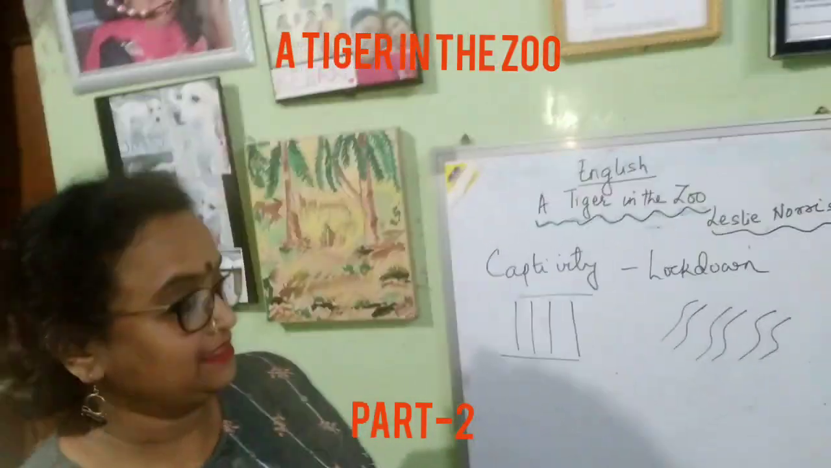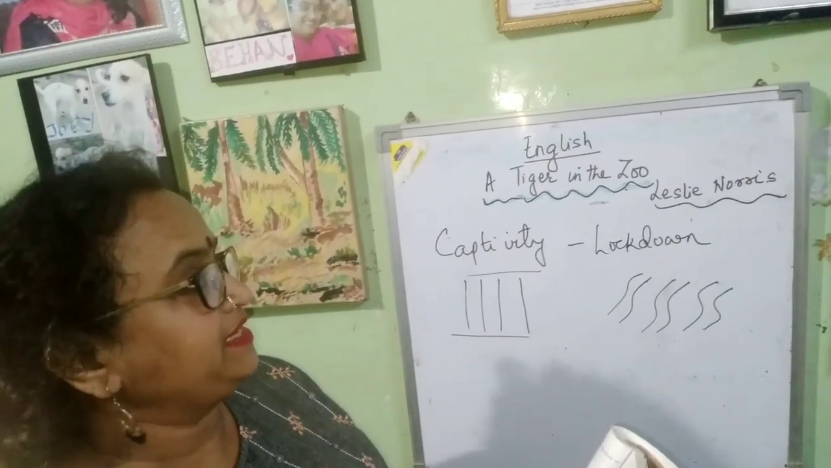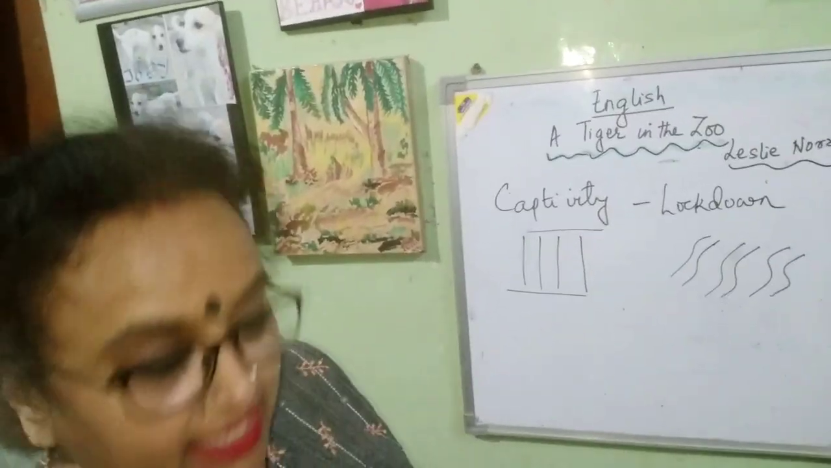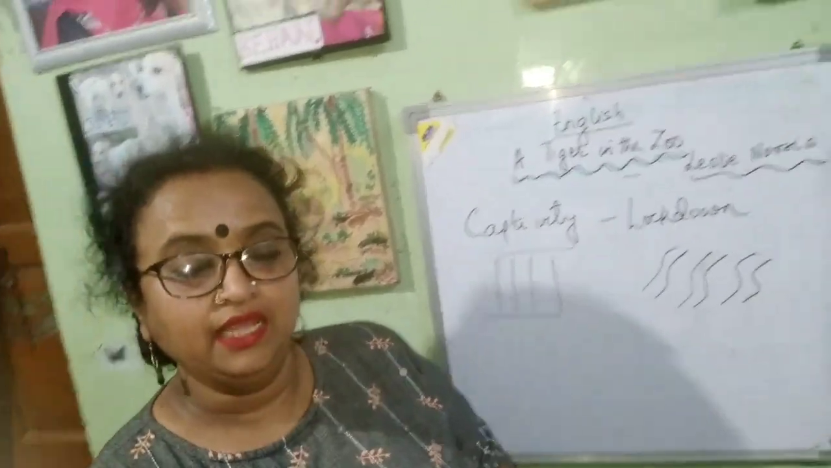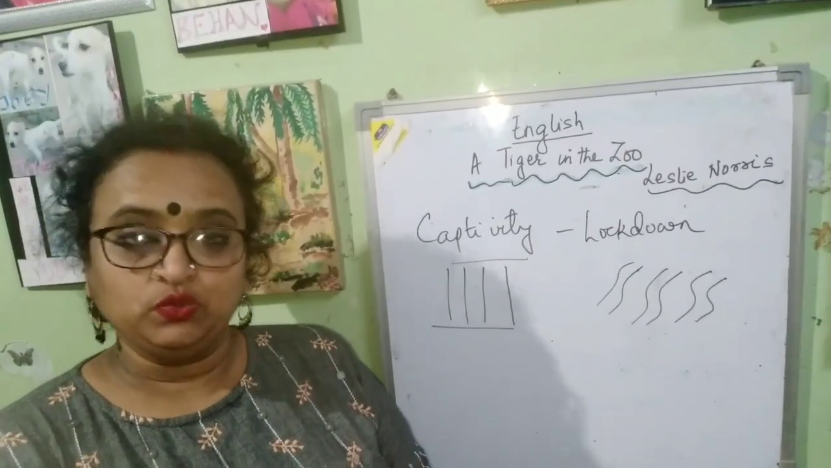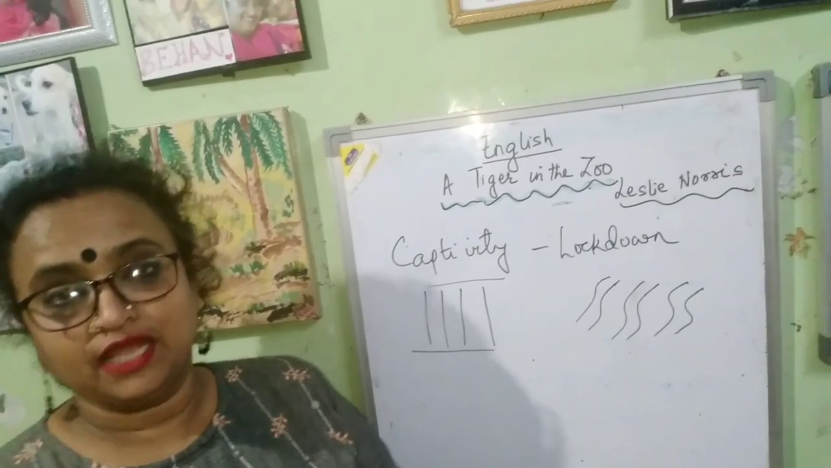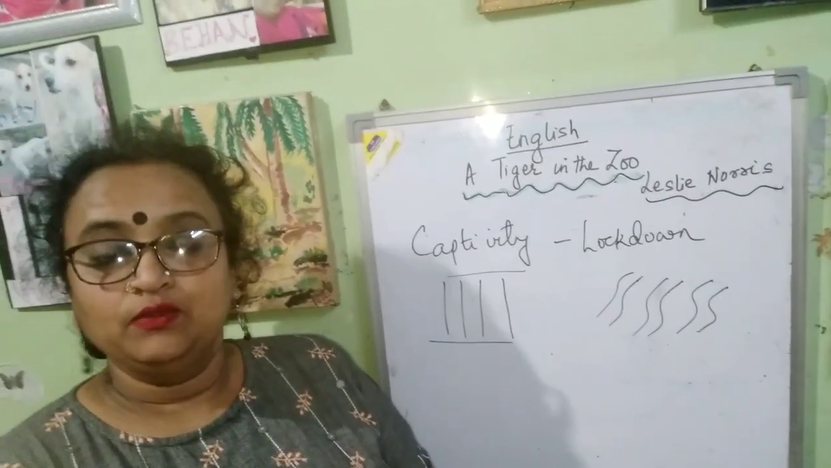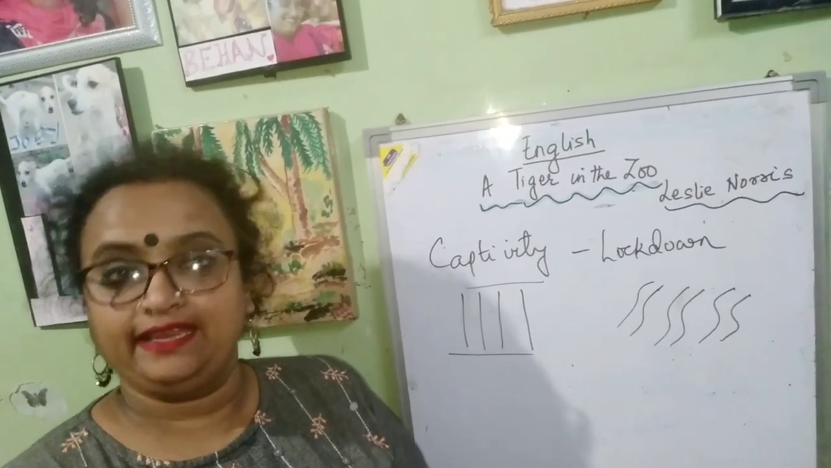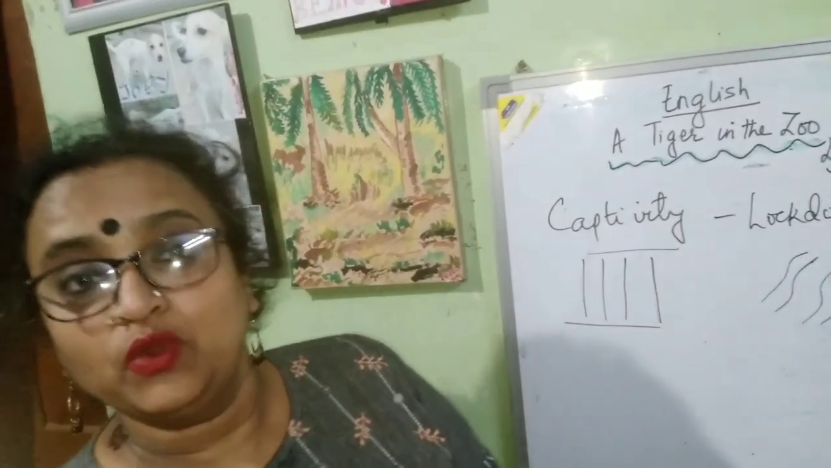Hi again. In my previous video, I gave you the introduction of the poem A Tiger in the Zoo for class 10. It is written by Leslie Norris, and I told you that we should understand the pain of captivity, of tigers or other animals that are kept in the zoo, in cages, because now we have faced lockdowns where we were forced to stay inside. It was like our freedom was curtailed. We could not go to any such places where we wanted to.